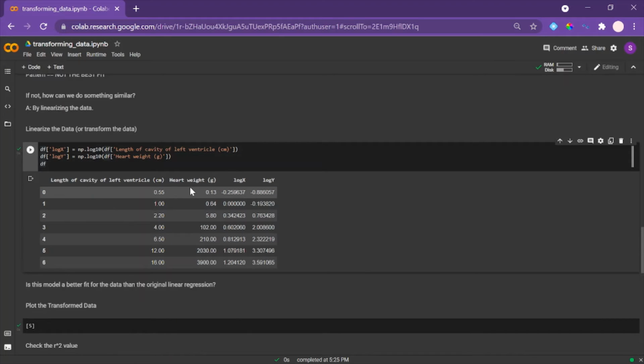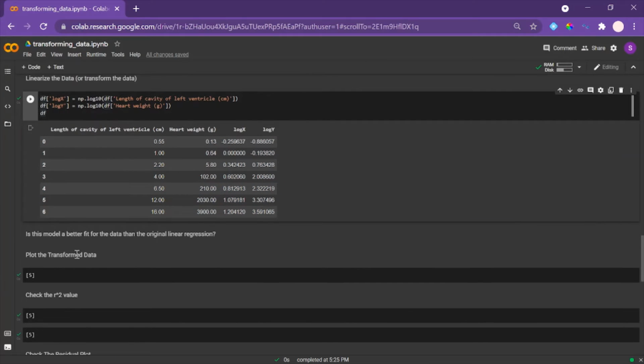Because when we're using a power model, the change that we're making in our equation is that we're taking the log of both variables. So that's what a power model is. That's how we linearize the data. So instead of using the normal x and the normal y, we're now going to be using log x and log y to linearize our data. So we're going to see if this model is a better fit for the data than the original linear regression.